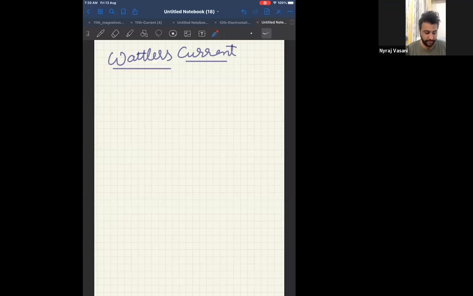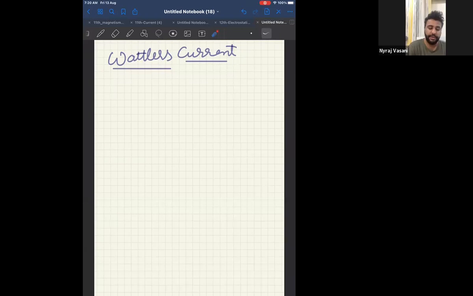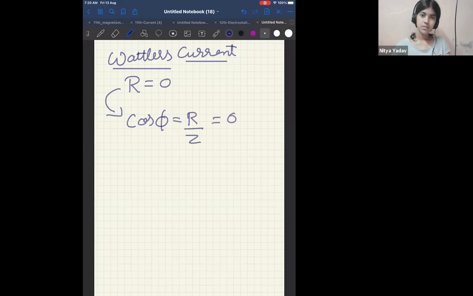But now look at your module, page number 45. Can you see the side heading, wattless current? What it says is, just listen to this, if cos phi is equal to zero. For example, imagine in a circuit, my R is equal to zero. If my R is equal to zero, my power factor cos phi, what is the formula for cos phi? R by Z, correct? Can I say even that will become zero?